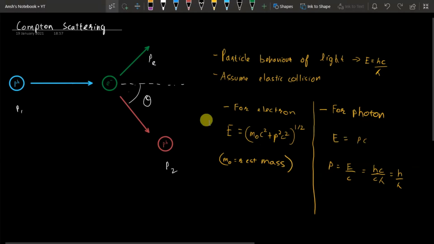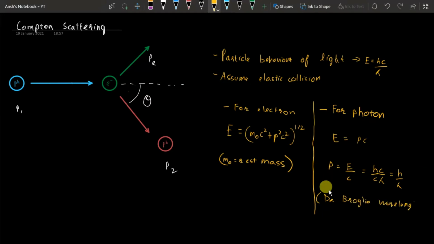But after the photon collides with the electron, or after the photon interacts with the electron, the electron will have non-zero momentum. Now, for the photon, its energy can be calculated as the product of its momentum and the velocity of light, which can also be written in the form of hc over lambda. And the momentum of the photon, from the first equation, can be written as E over c. And then placing the value of E as hc over lambda, we get the momentum of the photon as h over lambda, where lambda is the wavelength of the photon. This is also the de Broglie relation for the wavelength of a photon. So let's just mention that here, de Broglie wavelength relation.